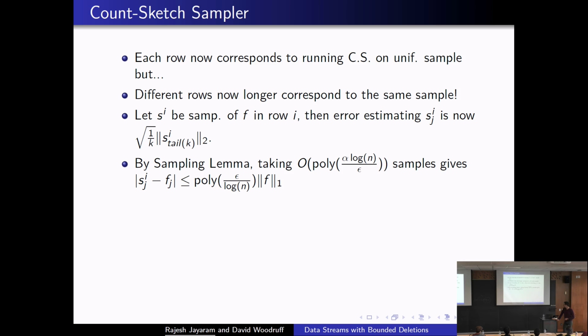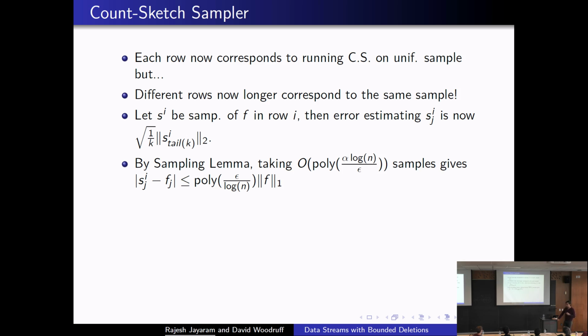comparable to the L1, because we're trying to solve the heavy hitters problem. So we want our error to be epsilon times the L1. We know that our error from count sketch is the tail of the sample, and we know from our sampling lemma that the actual sample estimates the true value pretty well. Actually, it estimates it with high probability. This epsilon here just factors into a log at the end. So we can get really good estimates in terms of the L1. Every sample is a good estimate.